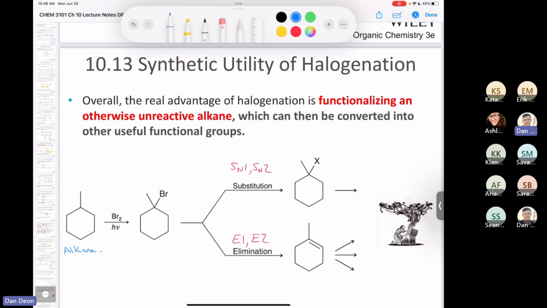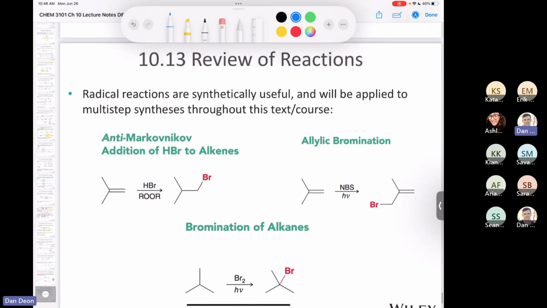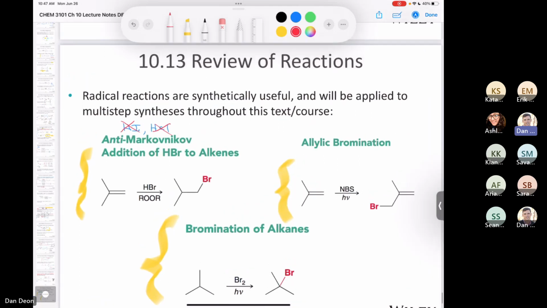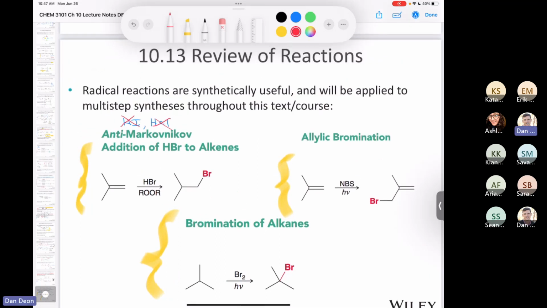And now that you open up this box with being able to functionalize an alkane, you can do a lot of interesting chemistry. So what are the main things that we covered in this chapter in terms of new reactions? I think the main one would be this one here, the bromination of an alkane, where the bromine is going to go in the most substituted position. Then we also covered allylic bromination with NBS, and we went over part of the mechanism. Then we spent quite a bit of time on the mechanism of anti-Markovnikov addition of HBr, and I explained to you why the reaction doesn't work with HI or HCl. It's a no-go with both of those, and I went over the thermodynamic considerations for both of those. And that covers all of the new chemistry for this chapter.